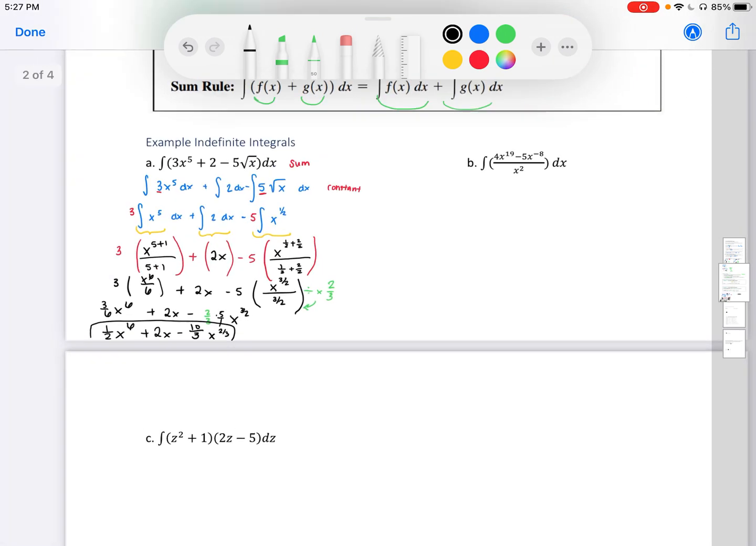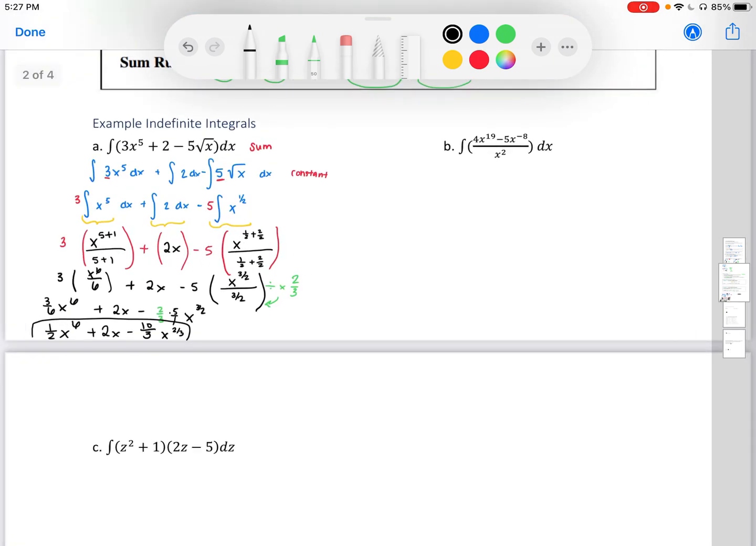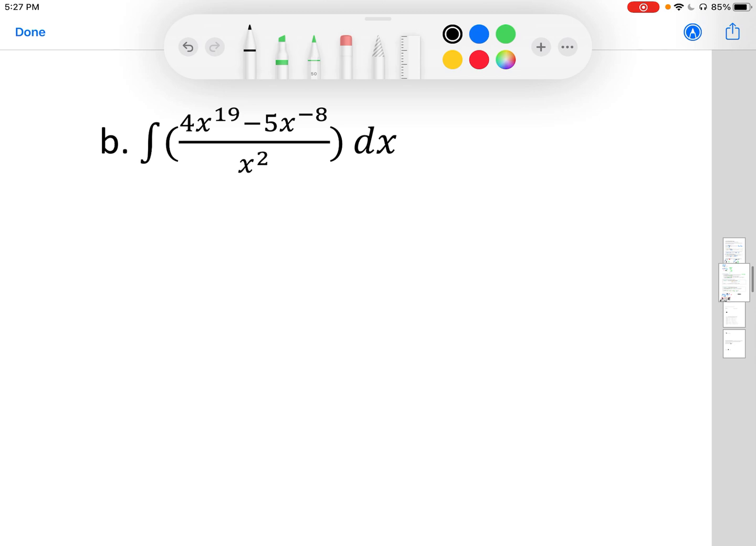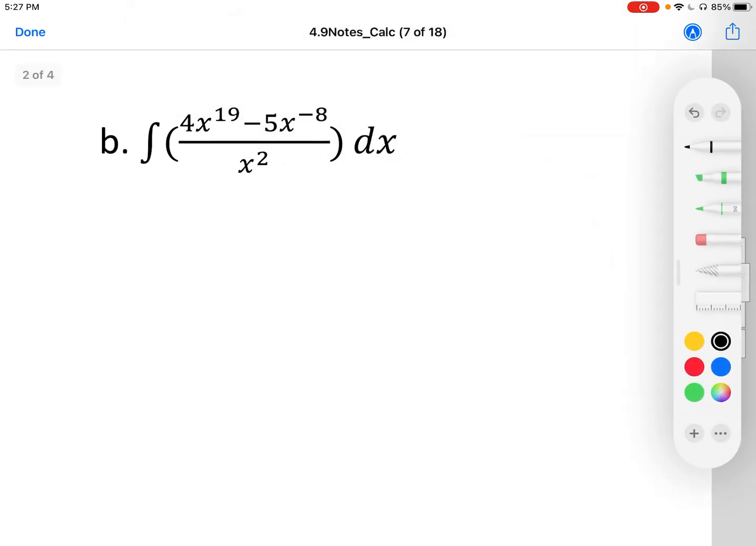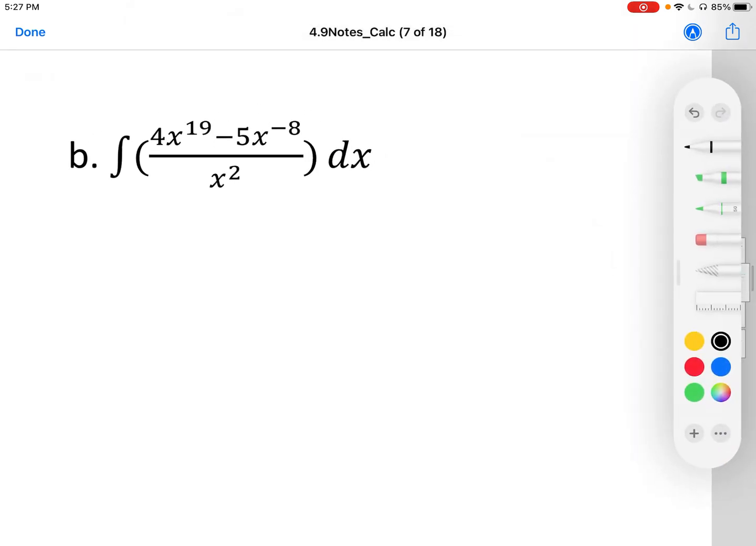Not so bad, right? It just takes a couple of steps. Next example. Now for this one, let's go ahead and rely on our algebra rules. Okay, so remember, what does the bottom exponent do to the top exponent if they have that same base? They subtract, right?